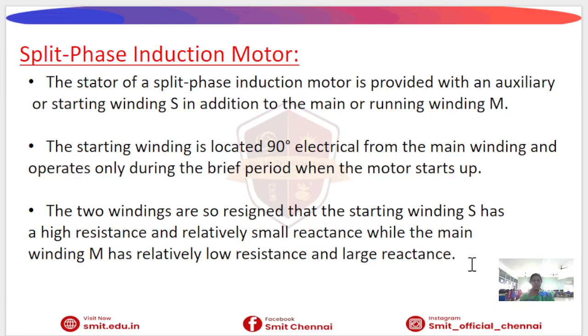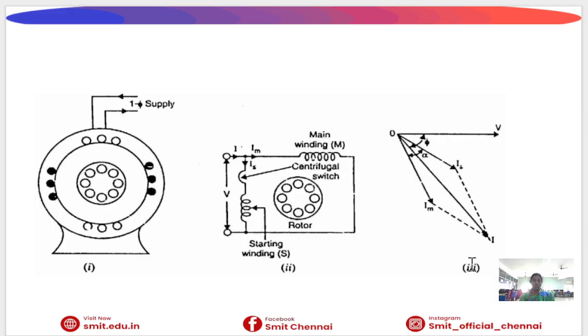The inductive current lags more and the resistive current lags less, because the starting winding has a more resistive value than inductive. So a phase difference of 25 degrees to 30 degrees is created. This phase difference produces the weak rotating field.